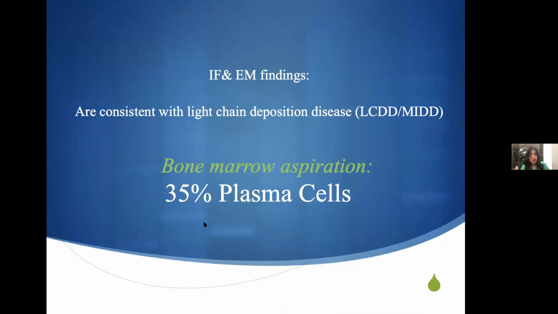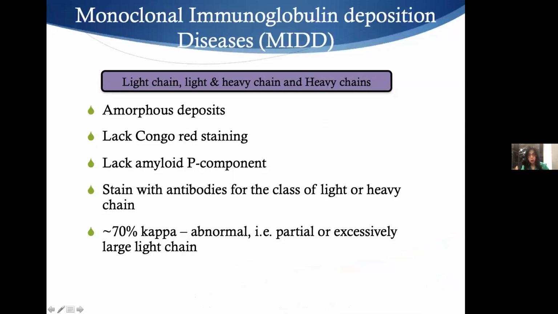So monoclonal immunoglobulin deposition disease, or what we call MIDD, you could have either light chain, light and heavy chain, or heavy chain deposits, but they are all monoclonal. What is this disease? In this disease you get amorphous deposits. Amorphous means structureless deposits, and these deposits lack Congo red staining. This is very important, and they lack amyloid P component as well. They are not amyloid at all, and they will stain with antibodies for the class of light or heavy chain.